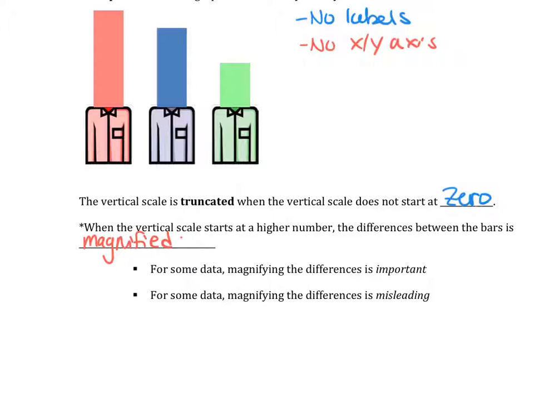Okay, so if you start at a higher number, then it gives you more room to spread out your increments, which will make the differences between your bars look larger than it may actually be. For some data, magnifying the differences is important. There are sometimes on the homework or on tests or quizzes where I ask you to start your y-axis at a specific point for the purposes of clarity, so you can see where you're plotting and so I can see where you're plotting. And sometimes we care about those tiny differences, so magnifying it will be important.